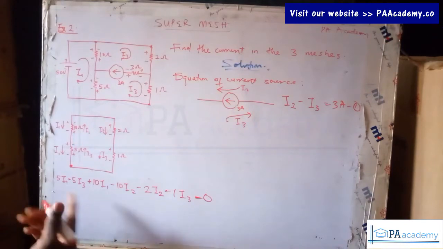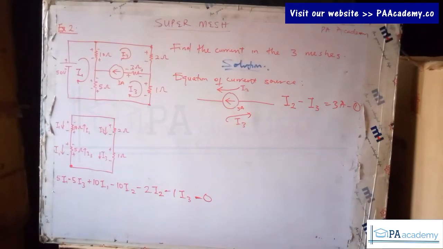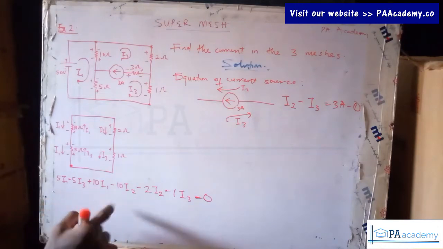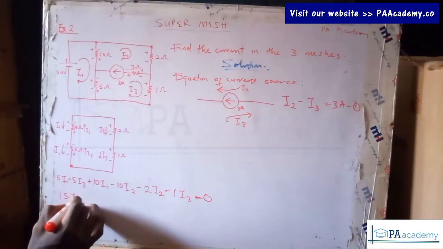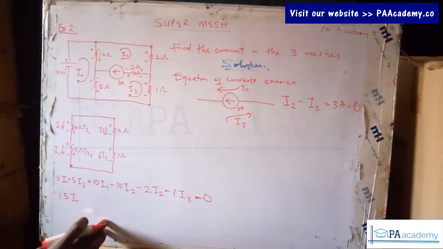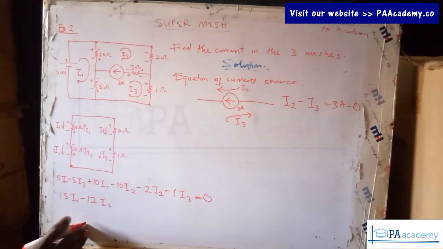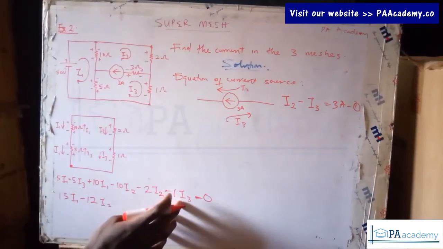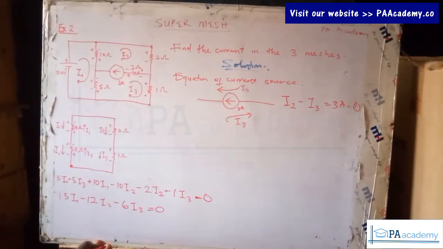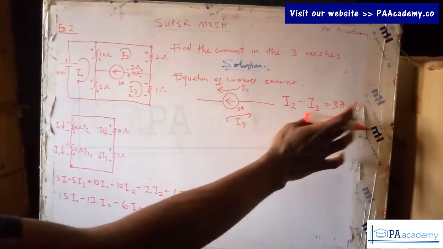Now let's simplify this. I always rearrange it such that I have I1, I2, and I3 equals 0, so it makes it easier when we want to compare it with other equations. We have 5I1 and 10I1, which gives us 15I1. For I2, we have minus 10I2 and minus 2I2, which gives us minus 12I2. For I3, we have minus 5I3 and minus 1I3, which gives us minus 6I3 equals 0. Okay, that's correct. This is going to be our equation 2, and don't forget, this is our equation 1 here.